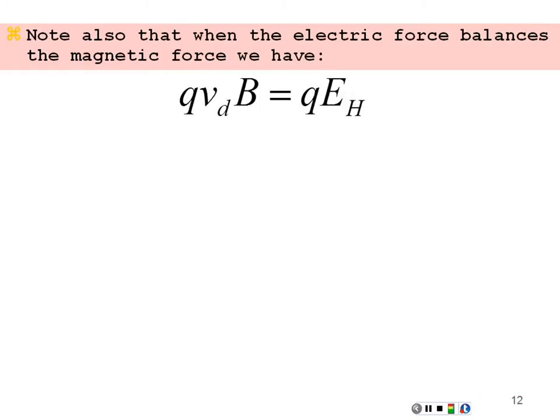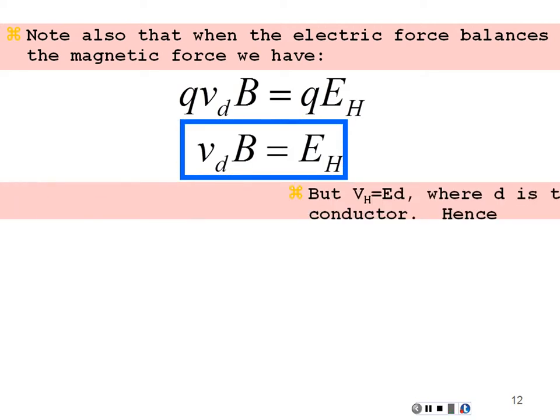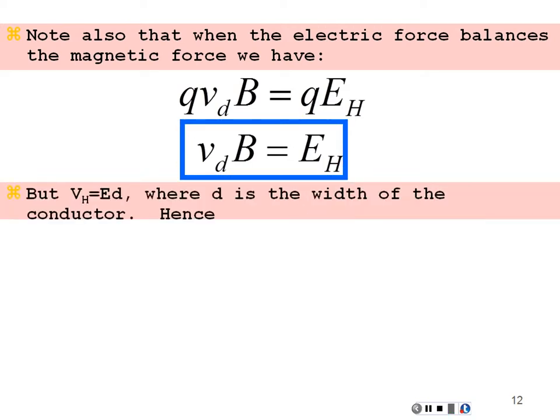Note that when the electric force balances the magnetic force, we have q drift velocity magnetic field equals q electric field. The q's cancel out, so the drift velocity times the magnetic field is equal to the electric field. But we know that the Hall voltage is equal to the electric field times the distance d, where d is the width of the conductor. So we could measure that voltage, and that voltage would be equal to the drift velocity of the carriers times the magnetic field times the distance d for the width of the conductor.